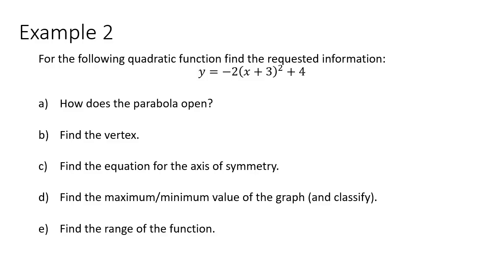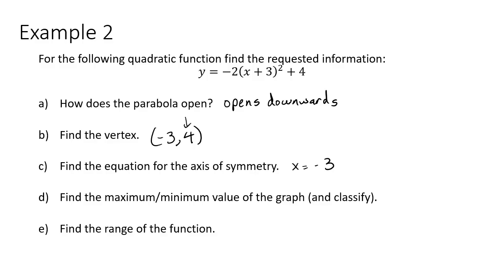So I'm going to go through this fairly quickly. For how the parabola opens, that's determined by the number in front of the parentheses, which is negative this time. And so because it's negative, it flips and opens downwards. The vertex, (h, k), opposite sign for h, would be (-3, 4). The axis of symmetry would just be x is equal to the x value of the vertex.